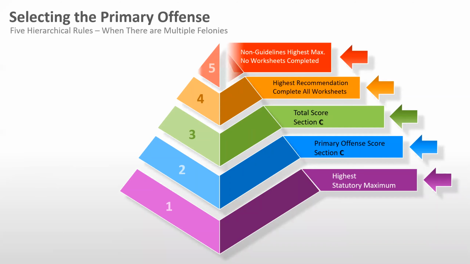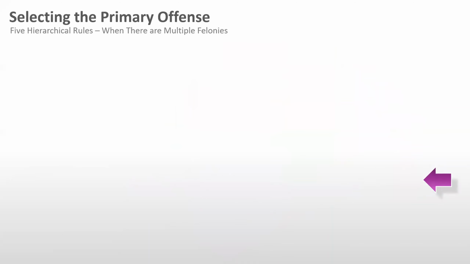Now, rule number 5 really refers back to 1. You select your offense based on statutory maximum. You look in your VCC book. If the offense with the highest statutory maximum is not bolded, it is not a guidelines offense, and no worksheets are submitted to the court. So let's look at these in a little more detail.